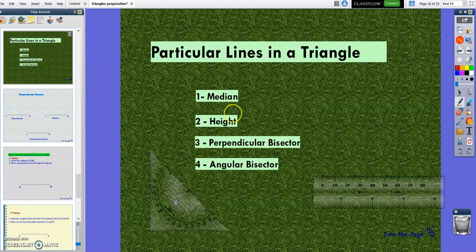Last session we explained the height and median. Today we will talk about the perpendicular bisector of a triangle. So let's start.